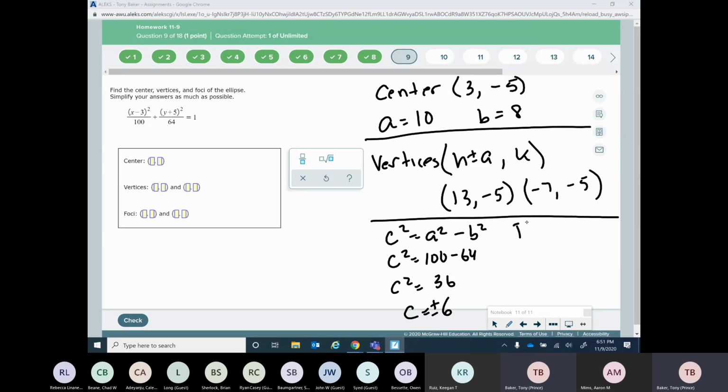So my foci, we're going to do the exact same thing. We're adding and subtracting from the x, the same way that we did for the vertices. But this time, it's h plus or minus c. Okay. So I've got 3 plus 6, which is 9, negative 5, and 3 minus 6, which is negative 3, negative 5. So those are my foci.